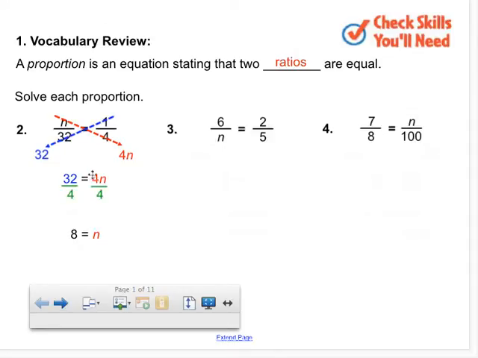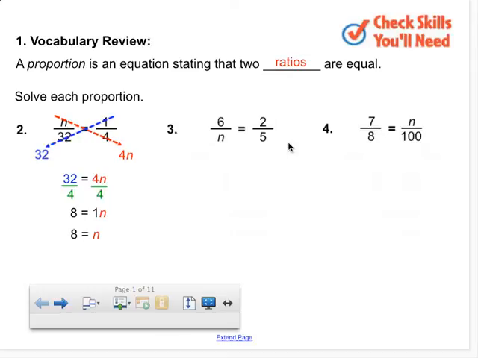Okay? And what happens when I divide 4 by 4 here? It comes back and it gives me 1. And then 32 divided by 4 gives you back 8. So 8 equals 1n. And then anything times 1 is just going to be itself. That's how we get 8 equals n. Okay? So it's just some review of some solving equations. All right? Next problem. Who's got the next problem?